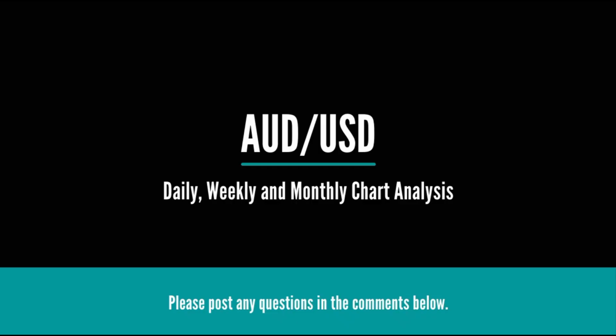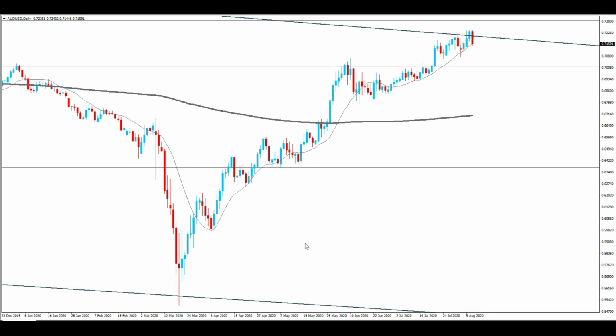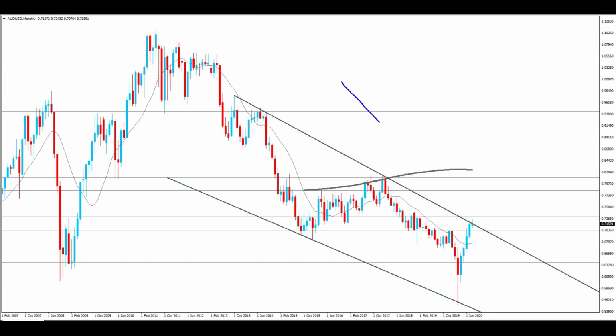Okay, next up is AUD USD. So for AUD USD, we're going to start on the monthly chart, and you can see that we're in a downtrend in the market for this pair. We've got this descending channel pattern where price has now made a fourth test of the upper trend line here. You can see we had one test here, a second and a third, and now we've got a fourth. So we're expecting price to respect that trend line and make a move to the downside.